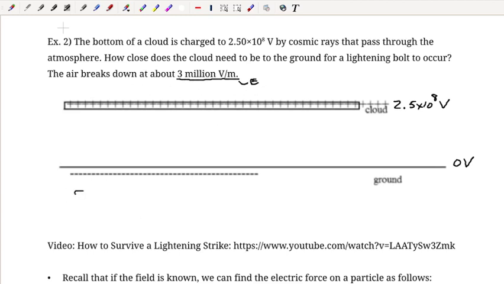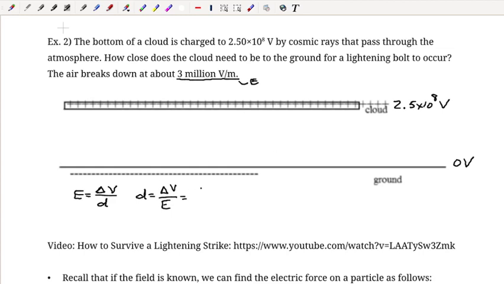So I have, this is still from last class, my electric field is equal to my change in voltage over the distance of separation between my two plates, in this case the cloud and the ground. And I'm trying to find D, so I'm going to solve for D by moving it up to the other side and then dividing the E out. So I've got D equals delta V over E. And then I just plug in my information.